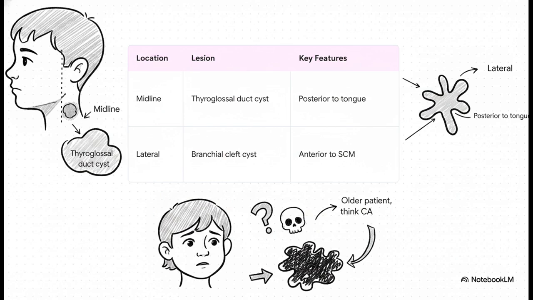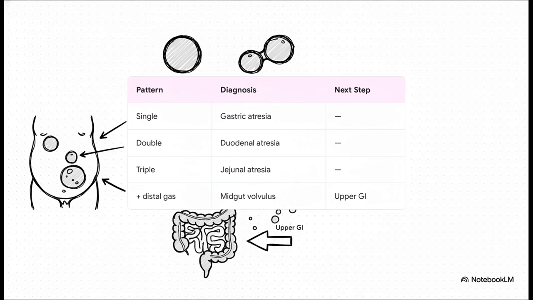See, location is everything here. All right, this next one is pure, beautiful pattern recognition. It's the neonatal bubble sign. Seriously, don't overthink this one.